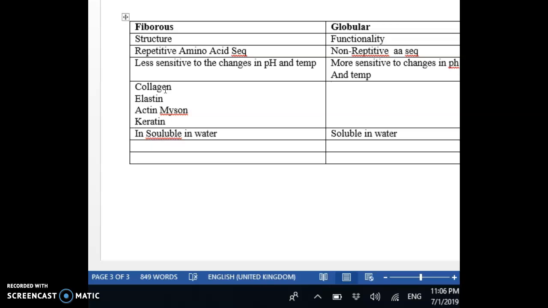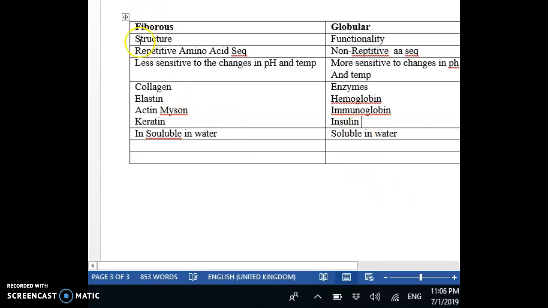How about over here? Enzymes. So it's anything with functionality. Hemoglobin, immunoglobulin, and of course the big boy himself, insulin. So they're more sensitive to pH.